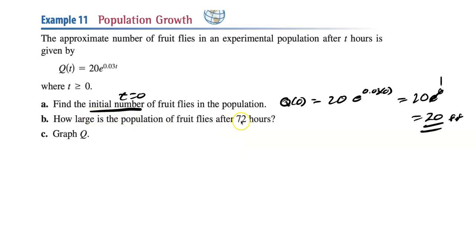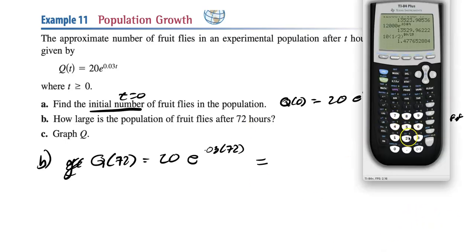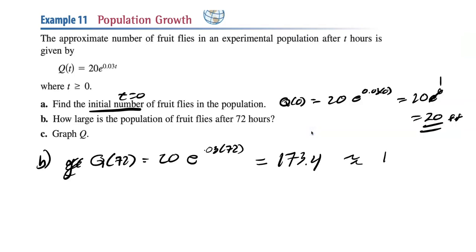B, how large is the population of fruit flies after 72 hours? So same idea, but now we're just going to plug it in. So Q of 72 hours, sorry, 20 e to the 0.03 times 72. So we're going to plug that into the calculator. So 20 e, there you go, 0.03 times 72. So I get 173.4. For talking about fruit flies, probably just round it to 173. You can't have half a fruit fly.